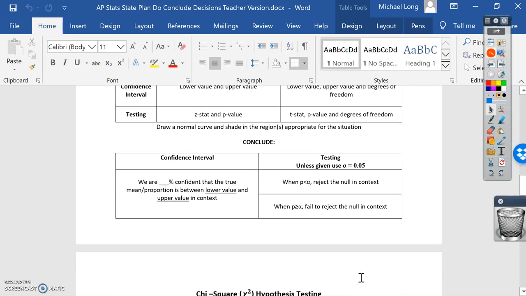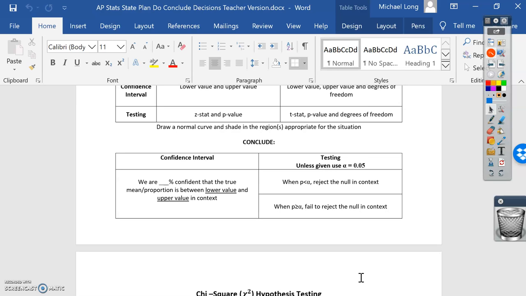Now we're down to the conclusion. For testing, which is over here to the right, we always use alpha equals 0.05. It says when p is less than alpha, we reject the null, which is a fancy way of saying if we get a really low percentage, less than that 0.05, we get to say the null hypothesis is probably false. If p is greater than or equal to alpha, we use the words fail to reject the null. And again, this is a fancy way of saying the null hypothesis is probably true. So these are the 2 decisions. Either the null hypothesis is false or the null hypothesis is true, which makes sense.